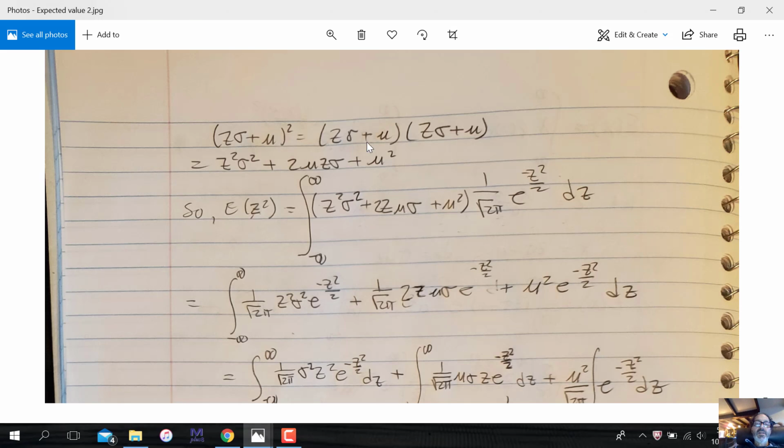And if we work this out, expand this, we get z sigma plus mu, well, it's the square, right? Times z sigma plus mu, which is z squared sigma squared plus 2 mu z sigma plus mu squared. You can work that out. Use the FOIL method, first, outer, inner, last, if you want, whatever.